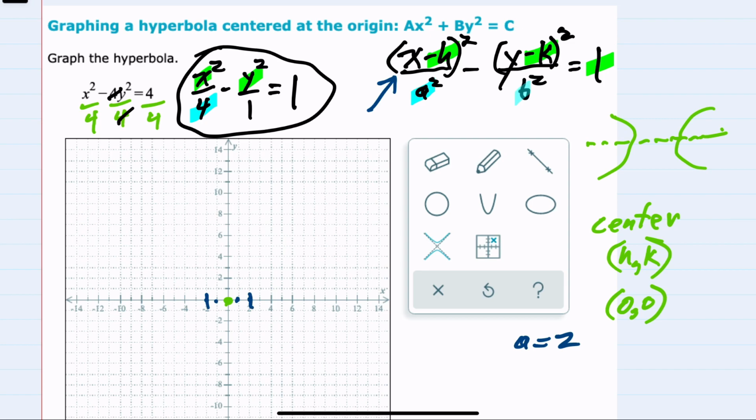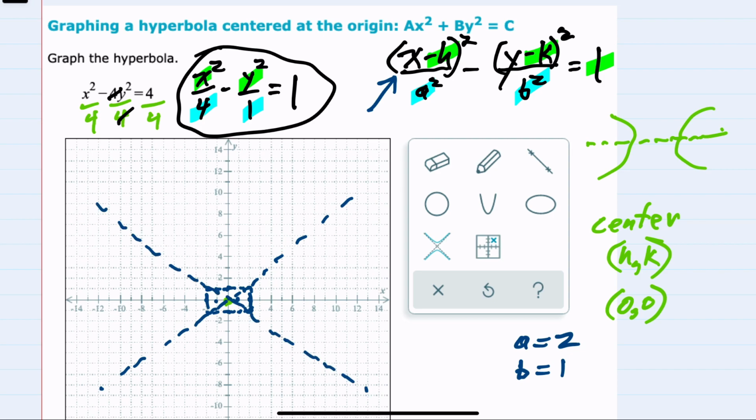And then I'll look under the y variable. Here, b squared is 1, so b is 1. I would go up 1 unit and down 1 unit from that center. Connecting these points gives me our rectangle.